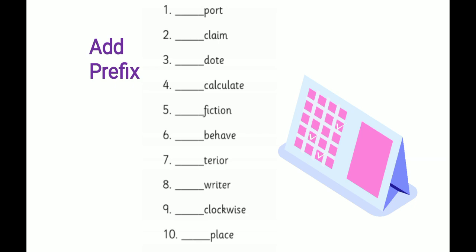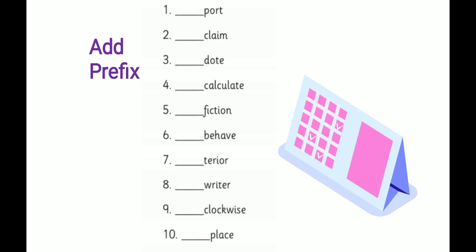Next, number 2, the root word is claim. Before claim, you have to put a prefix. The new word can be reclaim. In number 3, it is given dote. Before dote, you have to put one prefix. Think of one prefix. It can be antidote. Then number 4, calculate. Before calculate, which prefix can you use? Think about it. It can be recalculate. Then fiction. It can be non-fiction.